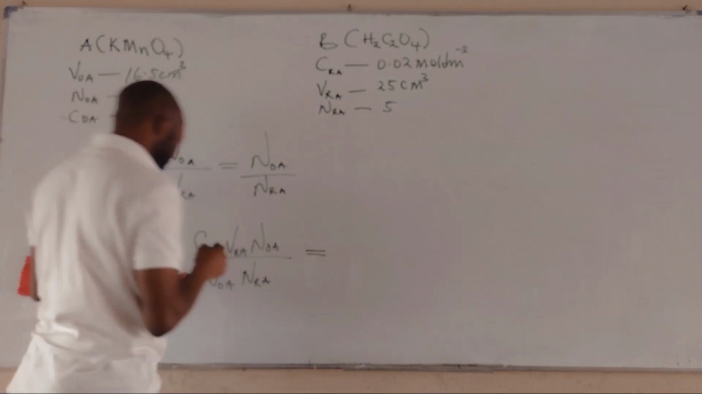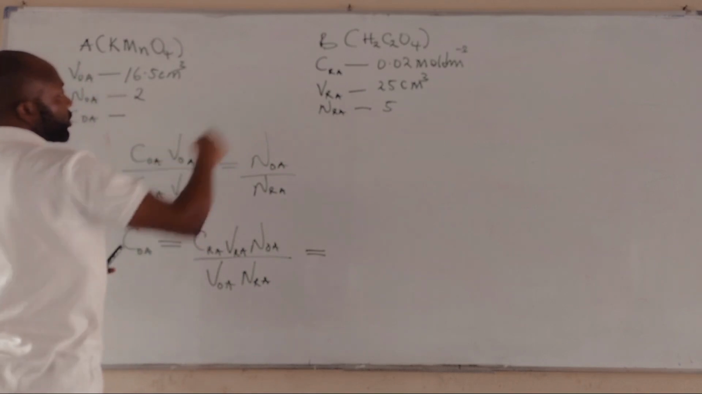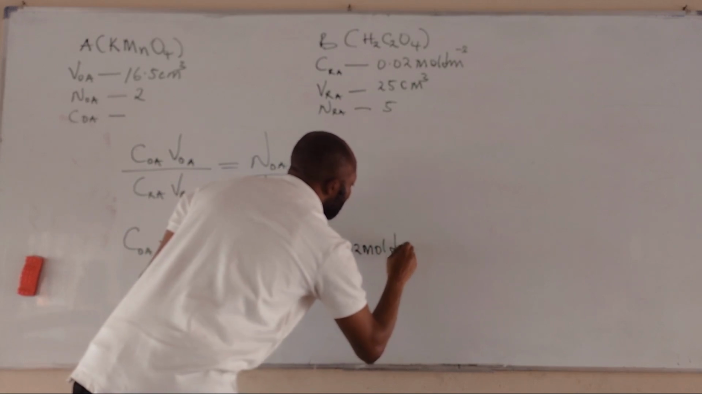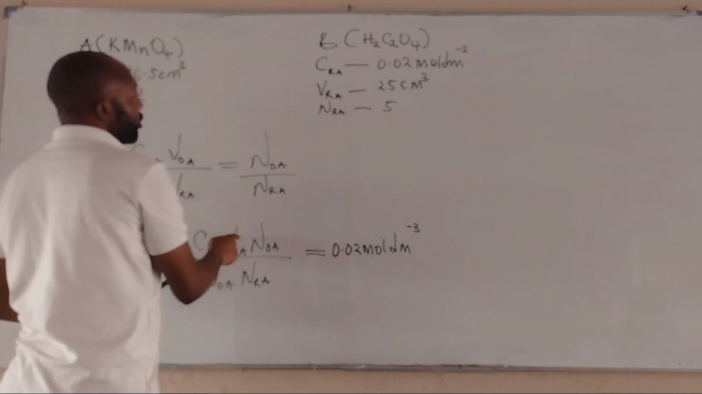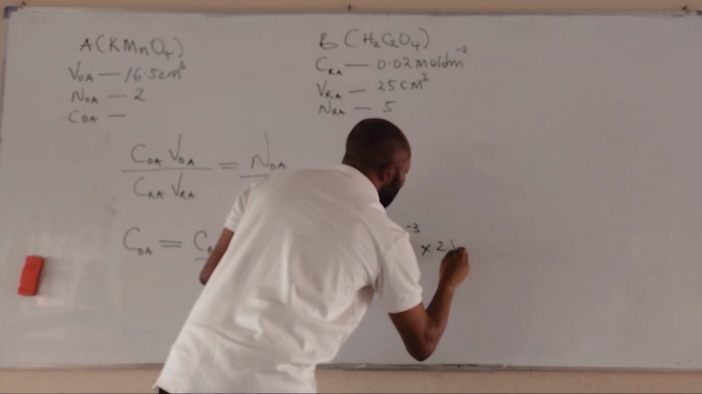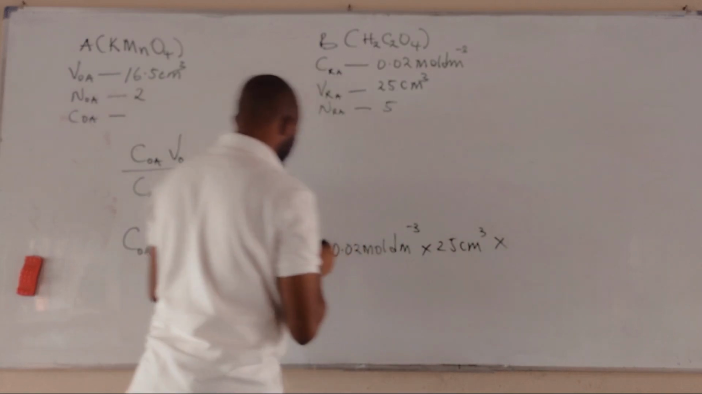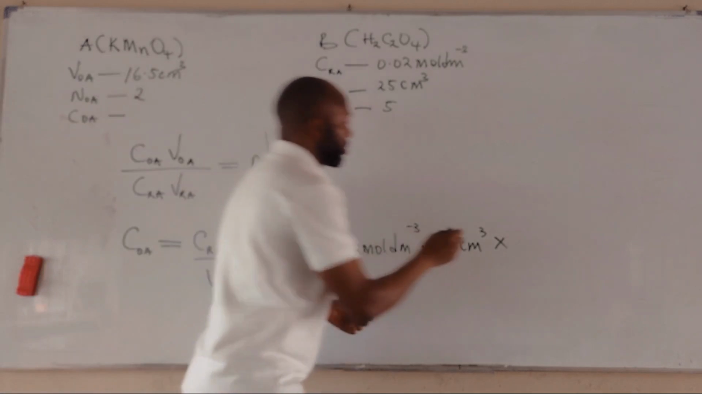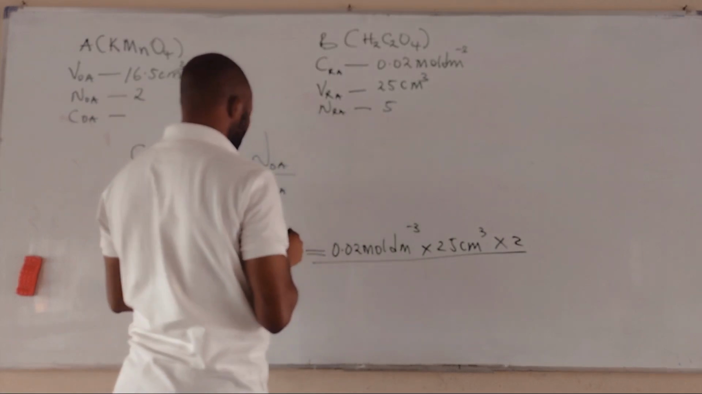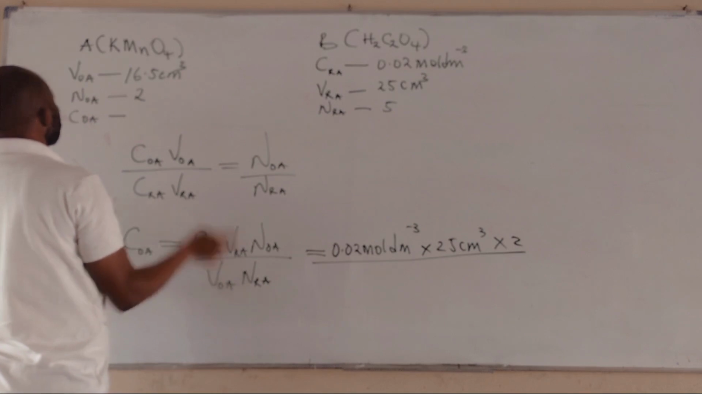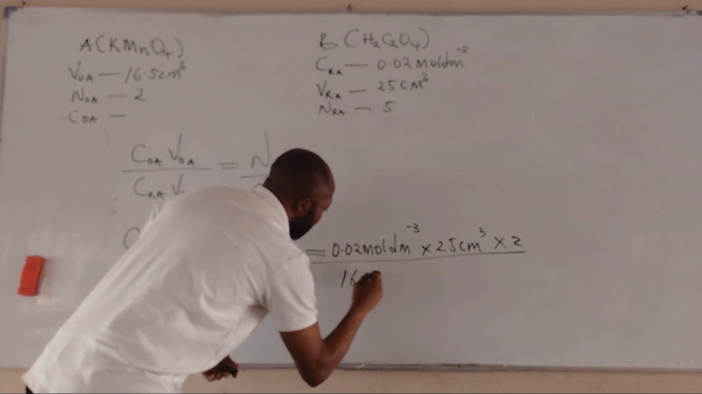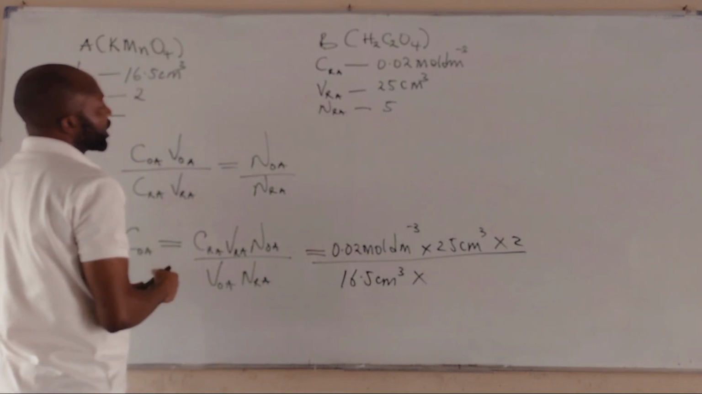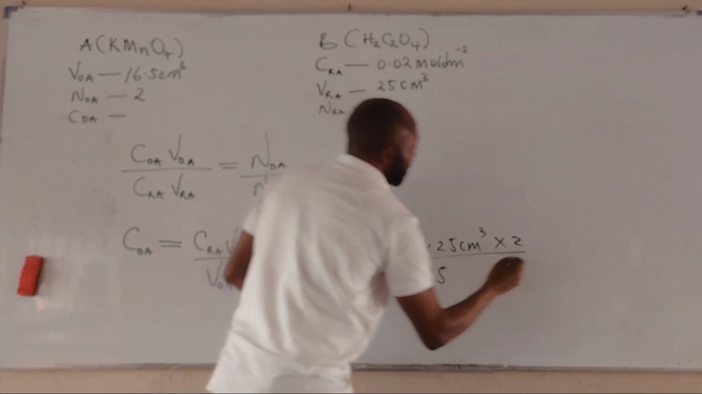And this is equal to: concentration of reducing agent is 0.02 mole per dm cube, volume of reducing agent is 25 cm cube, times number of moles of oxidizing agent, which is 2, over volume of oxidizing agent, 16.5 cm cube, times number of moles of reducing agent, which is 5.